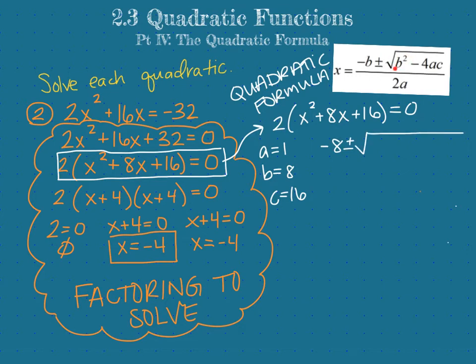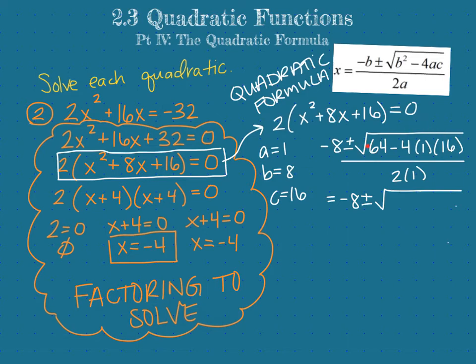We square b, so we'll square 8 and get 64, minus 4 times our a value of 1 times our c value of 16, all over 2 times our a value of 1. All right, we want to simplify what's under the square root first. What's under here is called the discriminant. I'm going to have a 64.